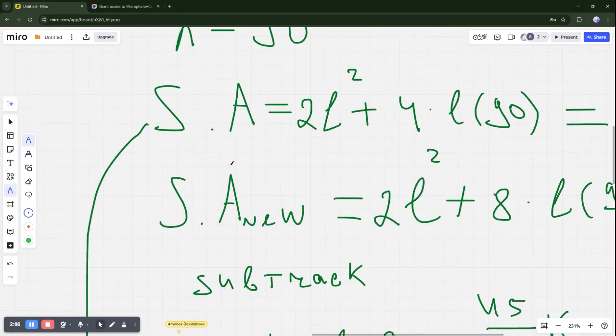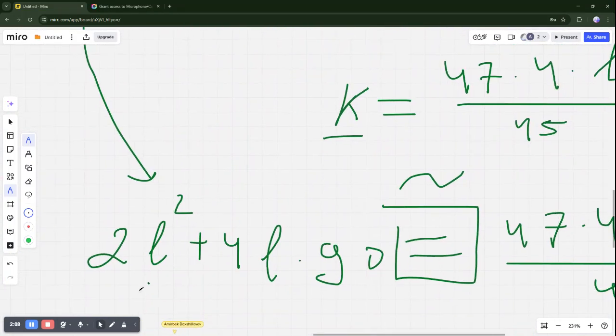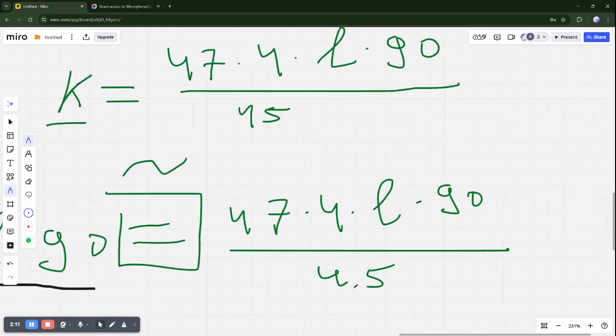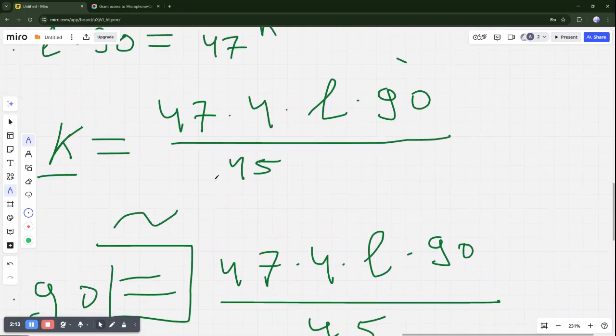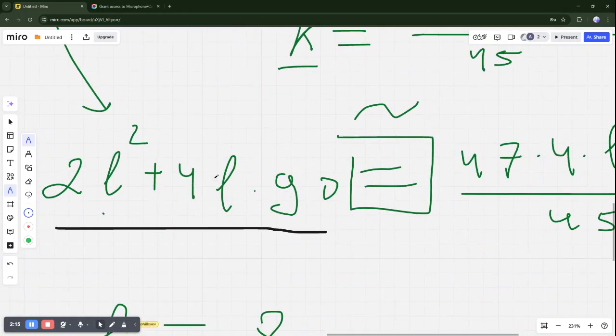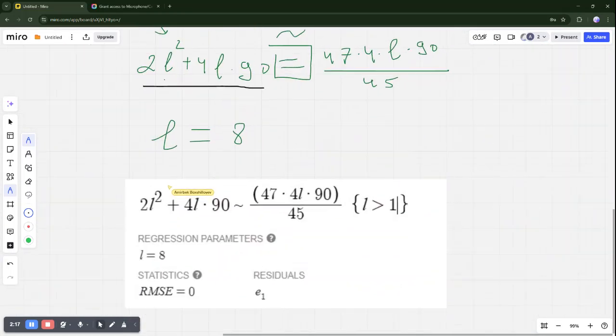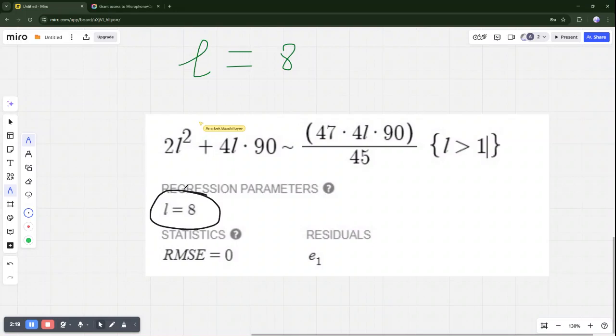Here it is. So I'm just going to equalize this to the new equation. Now, as you can see, I'm just left to put it into Desmos and get the answer of 8.